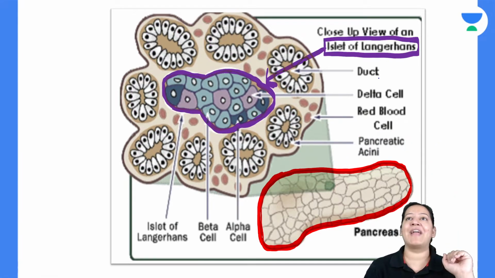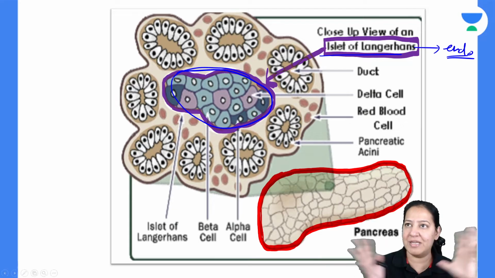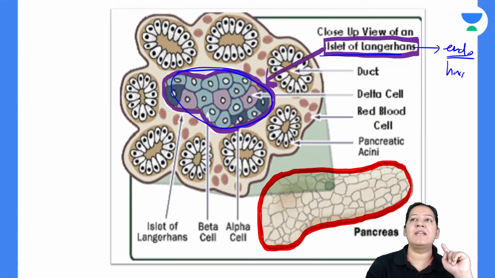The second part is the endocrine part. This is the endocrine part. It is known as the Islet of Langerhans. It is a collection of cells. Can you see this is a collection of multiple cells? It secretes hormones.